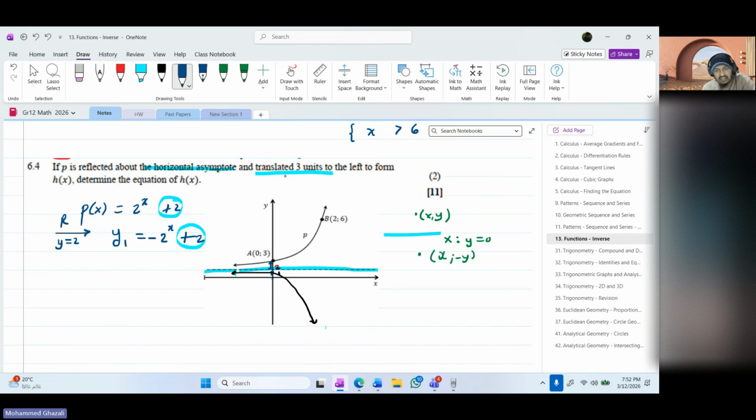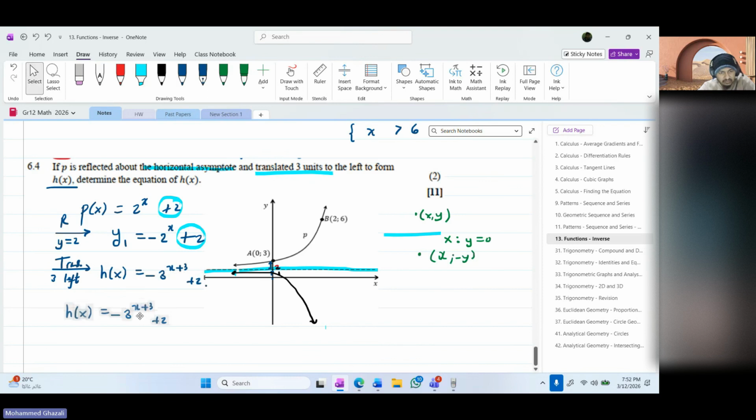And now you're translating it 3 units to the left. So translate 3 left. If you're translating 3 to the left, you're going to add here. It can become x plus 3. So now it becomes your new function h of x. So h of x now becomes negative 2 to the power x plus 3, plus 2. And that's your final answer. Okay?